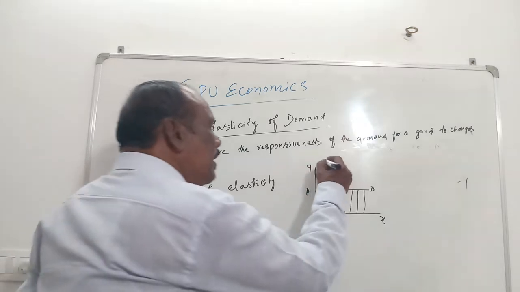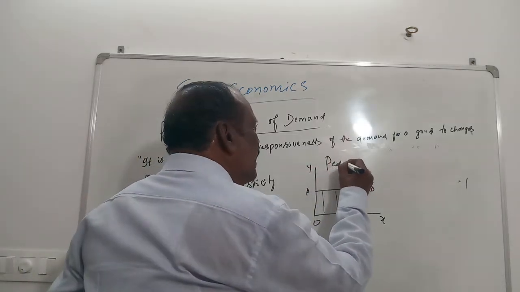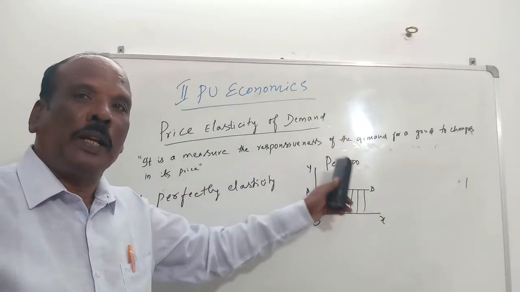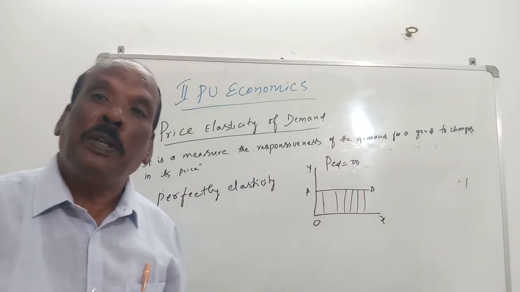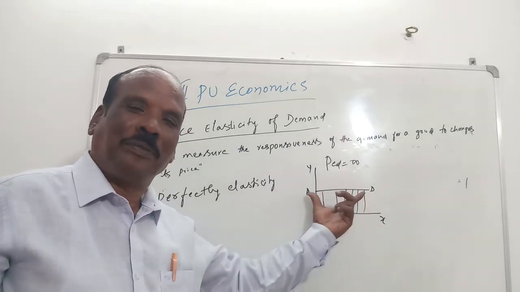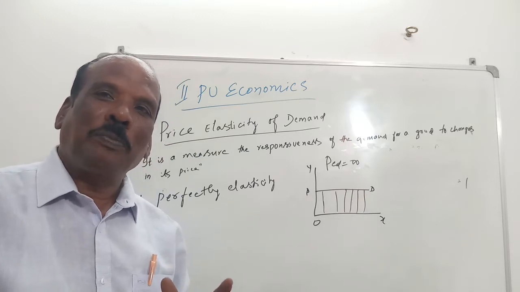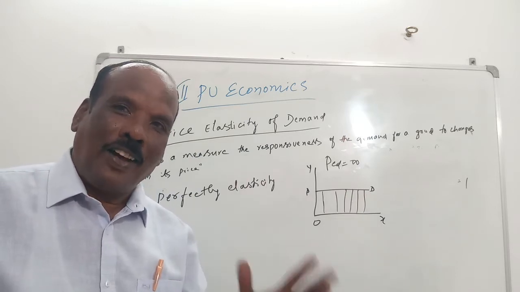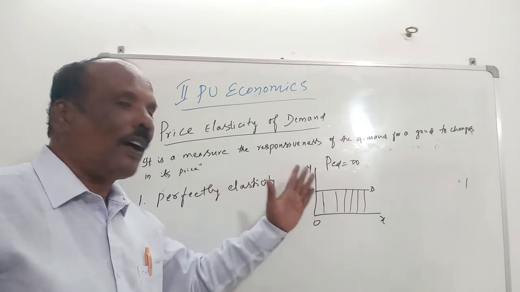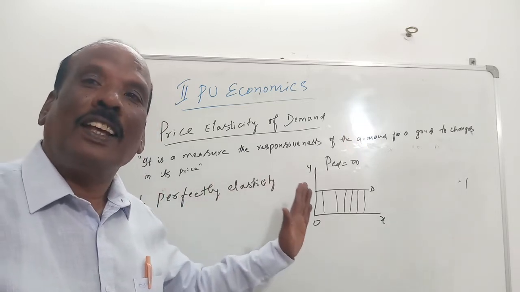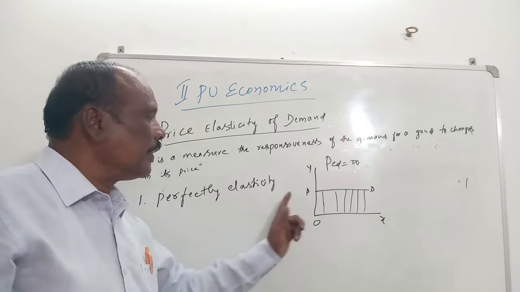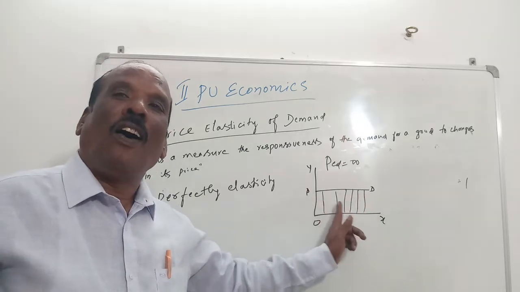See here, PED is equal to infinite. Please understand, PED is equal to infinite. In this case, what will be the shape of the demand curve? The shape of the demand curve is horizontal. Please understand. You must be very careful in answering this. What will be the shape of the demand curve in case of perfectly elastic demand? In case of perfectly elastic demand, the demand curve is horizontal.